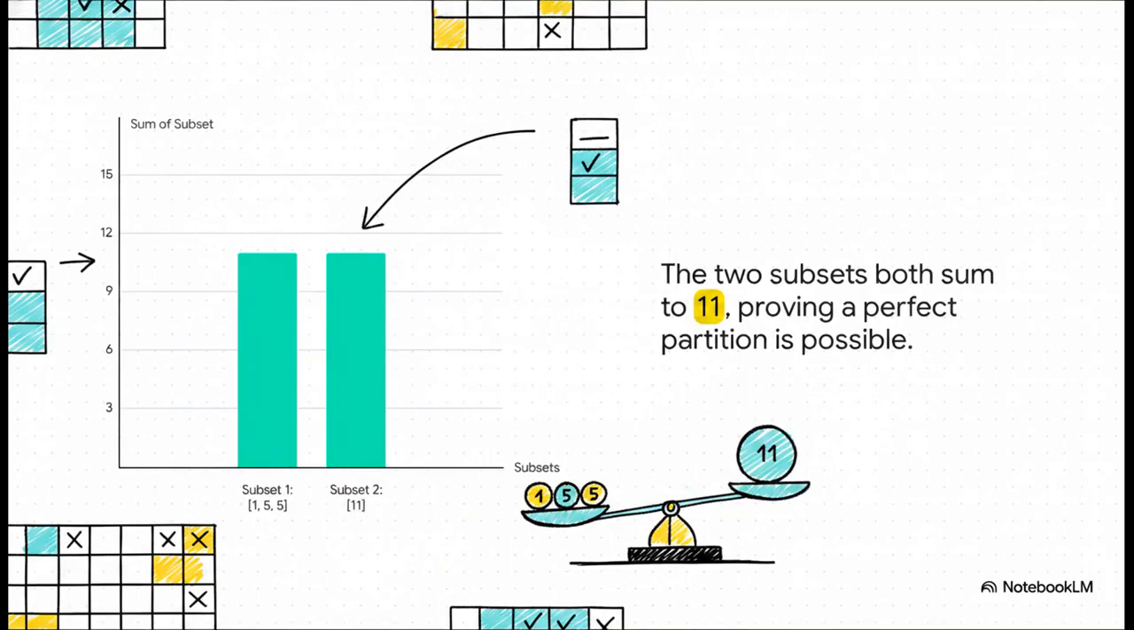Now, the table just tells us true, which is great, but what are the actual piles of numbers? Well, you can actually backtrack through the table to figure that out. And in this case, it turns out one subset is 1, 5, and 5, which, yep, adds up to 11. And what's left over? Just the number 11 by itself. So we have two subsets, both equal to 11. A perfect partition. So satisfying.